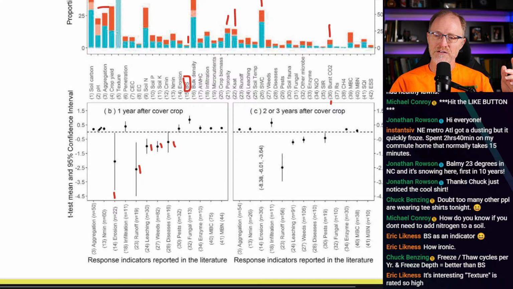And there was a slight increase in aggregation, mineralizable nitrogen, not much at all, but a little bit, infiltration, diseases, pests, fungal, enzymes, and some of these other things. So there's actually an increase in things that we wouldn't want, like an increase in pests. Okay. And then in year 2 and 3, we saw even fewer indicators have an influence. But again, with cover crops, it reduced runoff, it reduced leaching, it reduced weeds, and it showed slight increases in aggregation and mineralizable nitrogen. So that's how to read this if you want to go through and read that.